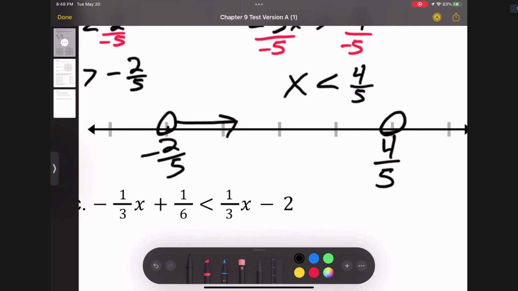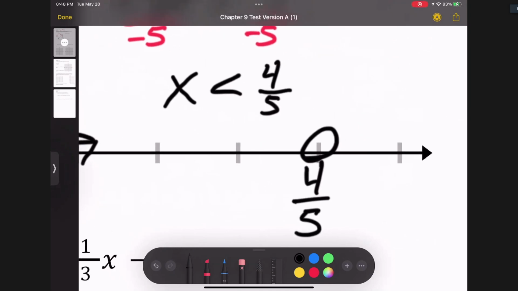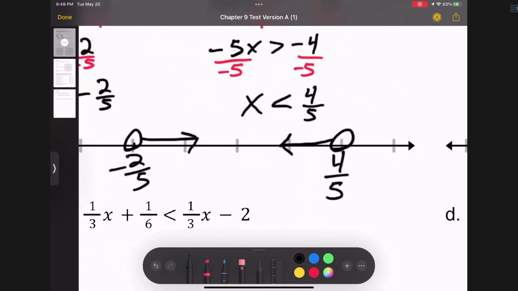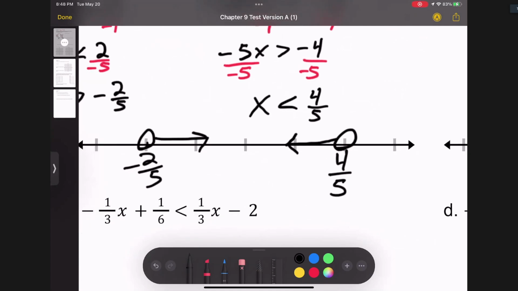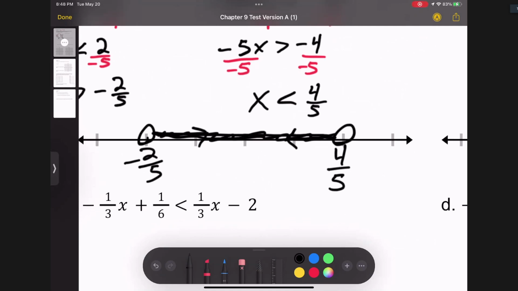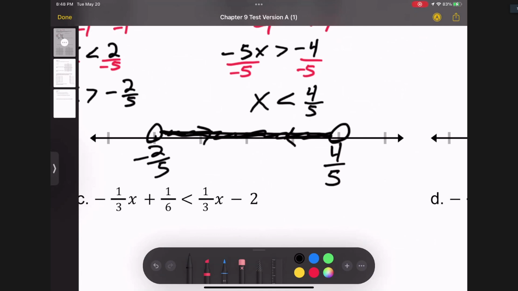Now, the right one, this inequality, says x is less than 4/5. That means you're going to go down, so that means this direction. When you have two inequalities facing each other, the solution for this inequality will be between negative 2/5 and 4/5.